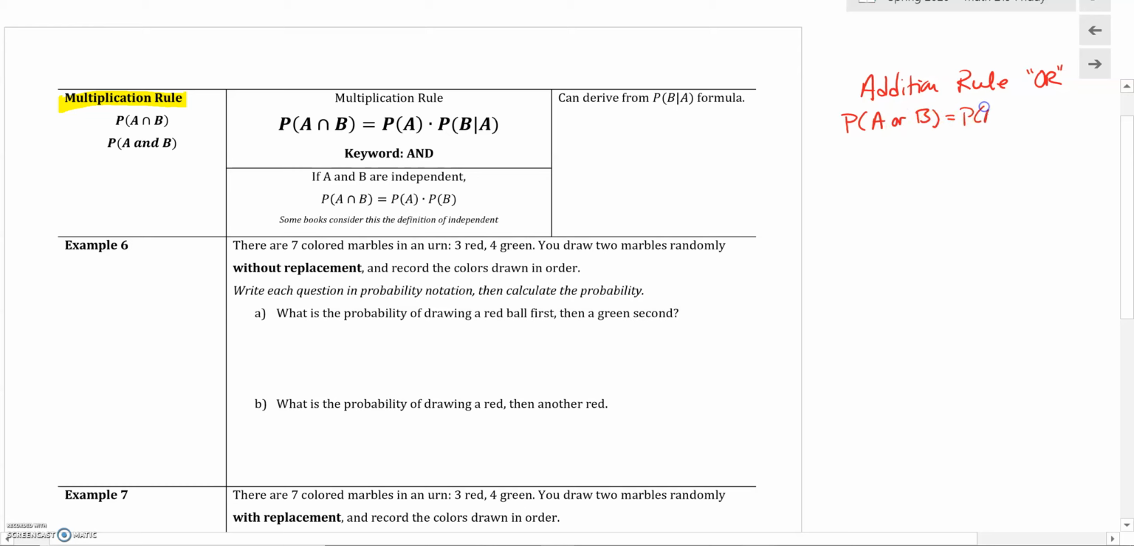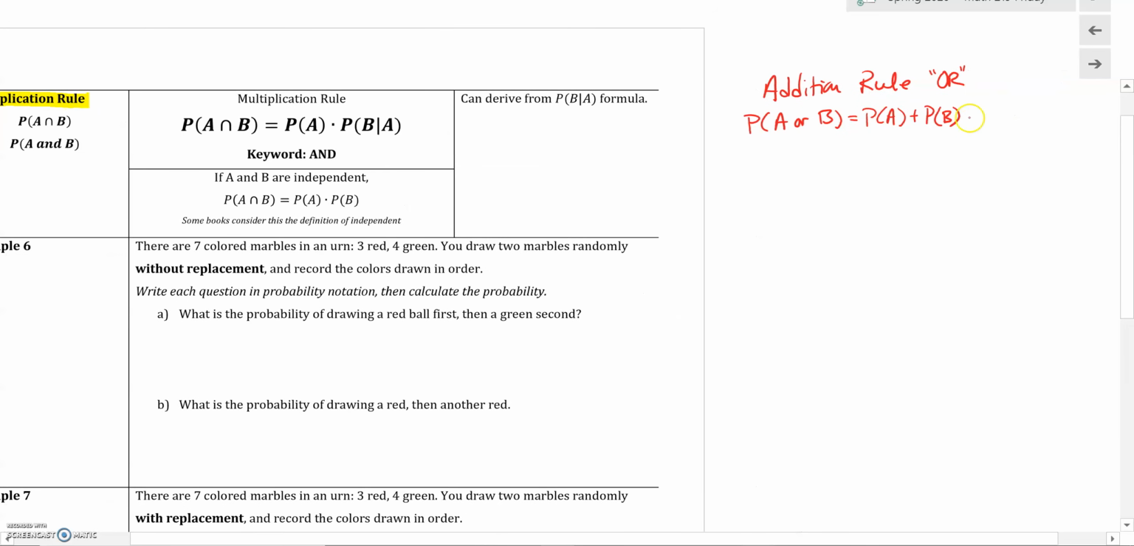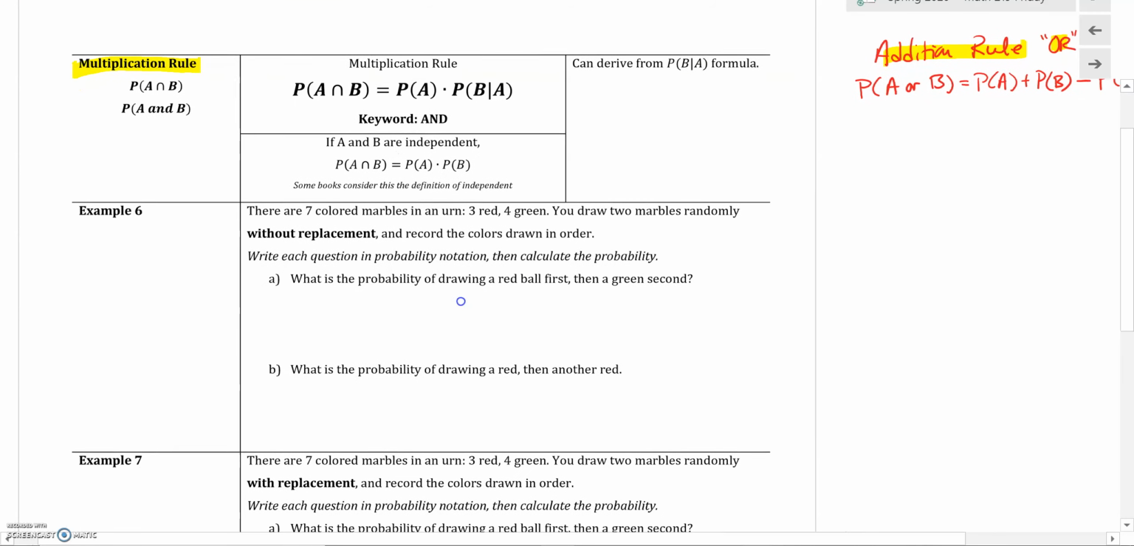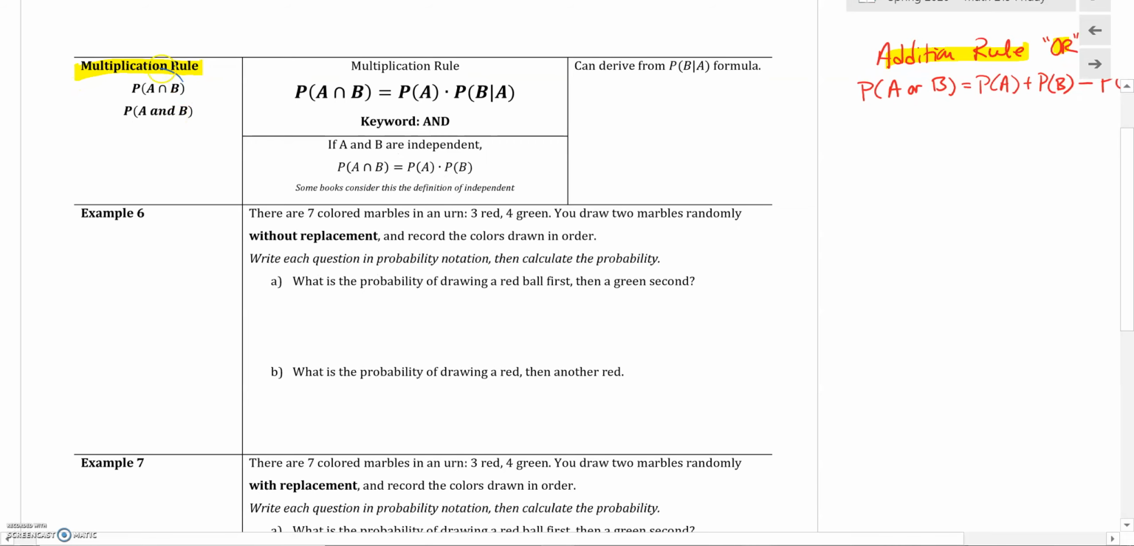You take the probability of A plus the probability of B, and then you've got to subtract that double counting of A and B that we do. Okay, so this is how we handle an OR statement. We use the addition rule. The multiplication rule is for handling an AND statement.